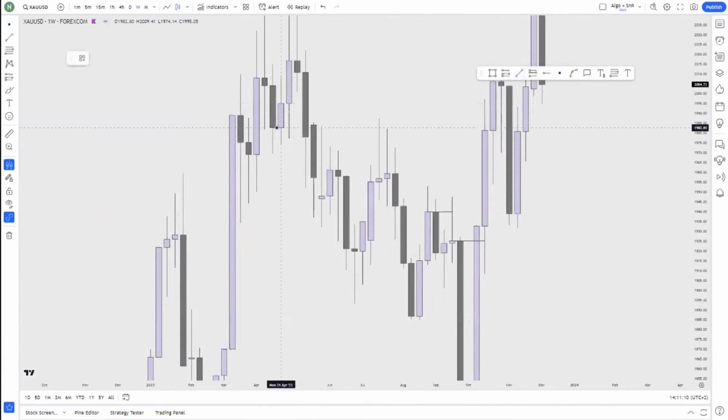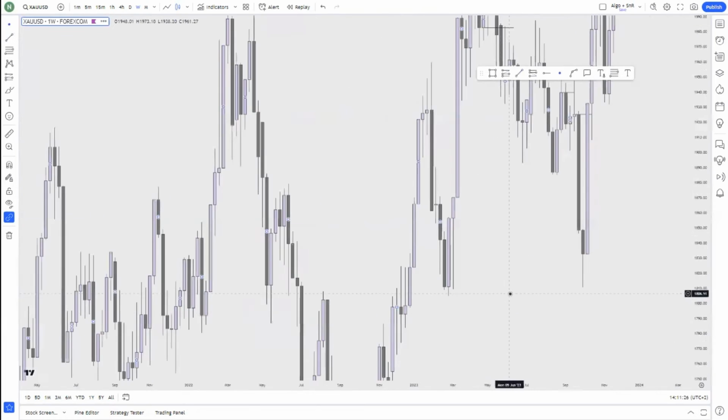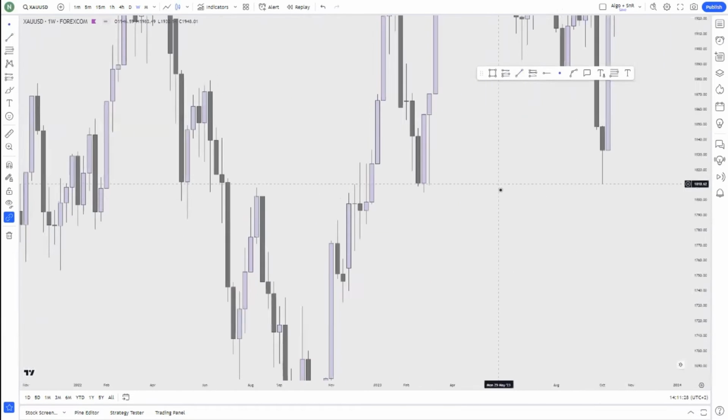Then again right here, let's just say that there was no reaction. The market just closes below this support without giving us a reaction. Then you see that this support becomes a resistance to the downside. So it's very clear.